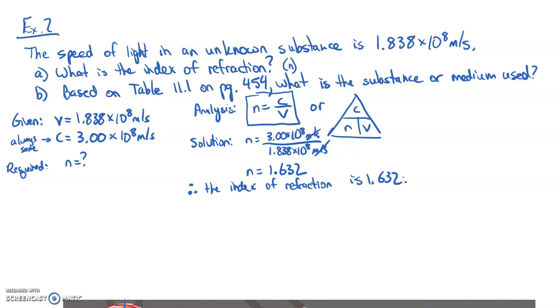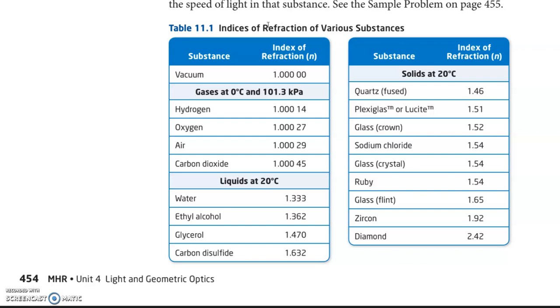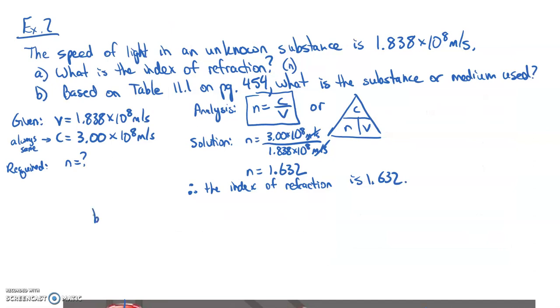So now we go to page 454, table 11.1, and we look at this and say, okay, well, what is it? So let's actually have a look at this table together. What this table shows us is all the indexes of refraction. And so we have on the right all the solids at 20 degrees, and we don't have 1.632 there. But for carbon disulfide, we do have 1.632. So what this is likely to be is carbon disulfide at a temperature of 20 degrees Celsius.